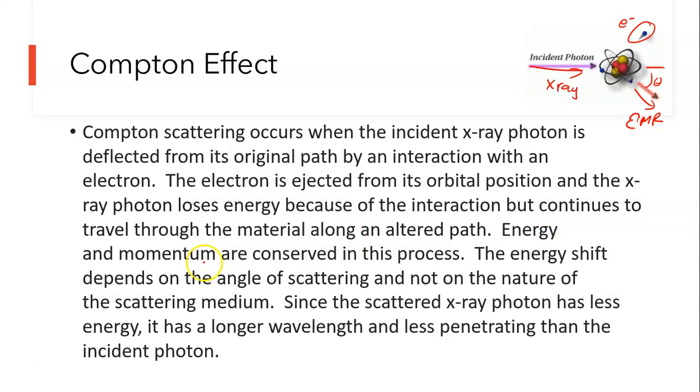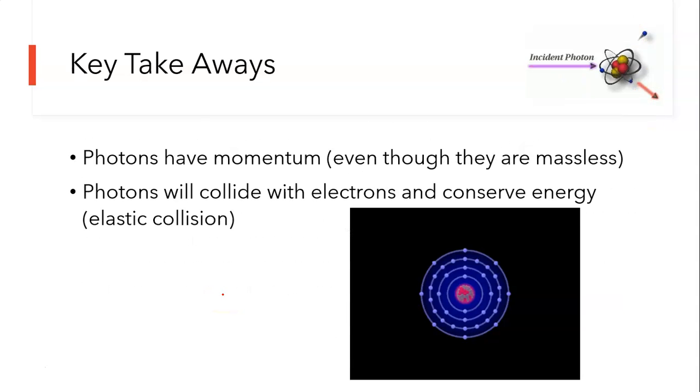Here's a key thing though. Both energy and momentum are actually conserved in this process. And so what that means is that the X-ray must have momentum. So key takeaway here, if we see this is the Compton effect, you've got that X-ray coming in, hits the electron, the electron comes off, and the X-ray moves.